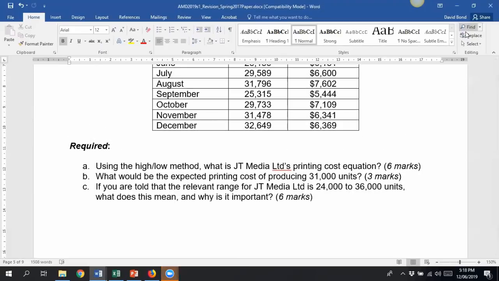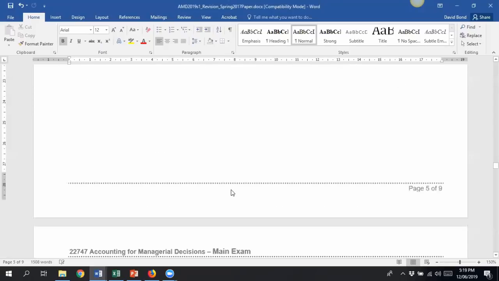Did that make sense? Cool. Well, hopefully that made sense. Next bit, last bit, CVP. Yes, now it's CVP. Jumping ahead.